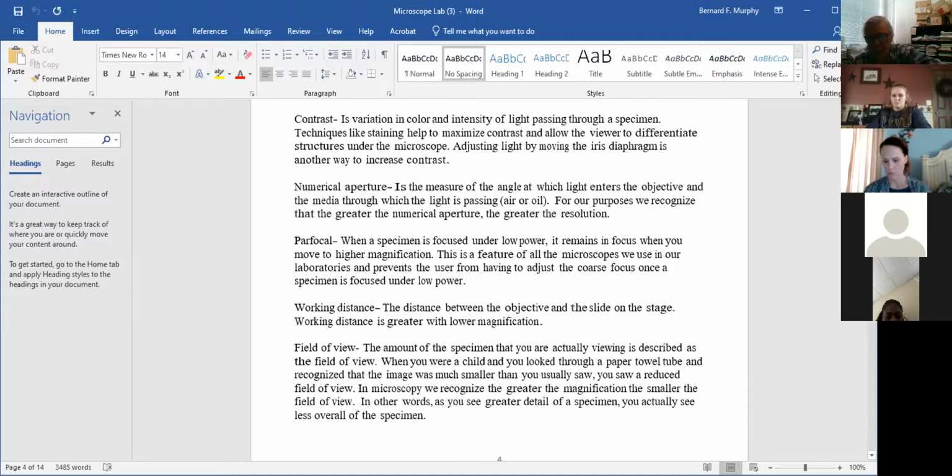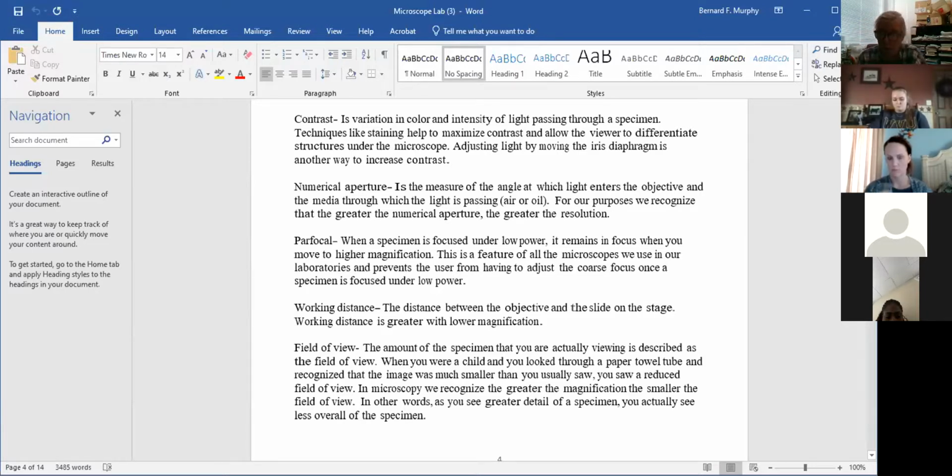Parfocal, this means that if you see something under low power in your field of view, and let's say it's off to the side, at the edge of the field of view, and you want to see it under high power. Well, if you just focused in on it and left it where it was, and you went to high power, you would miss it. It wouldn't be in the field of view because there's another relationship. The higher the magnifying power, the smaller the diameter of the field of view.